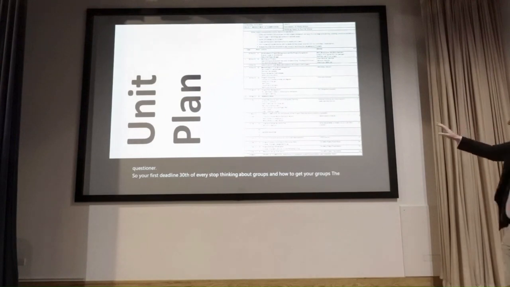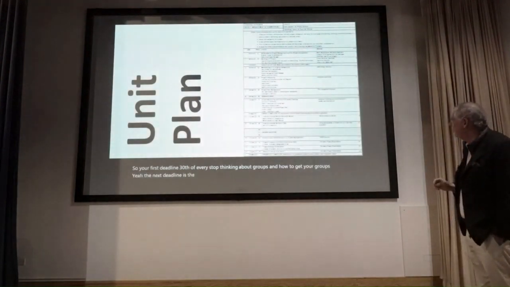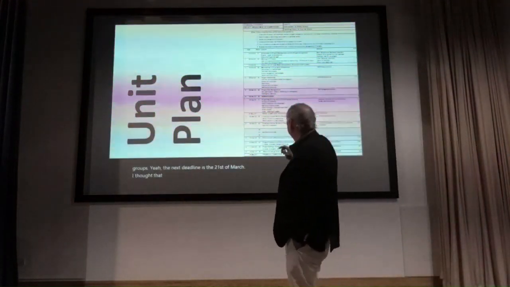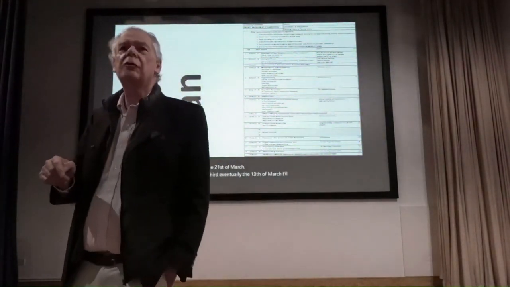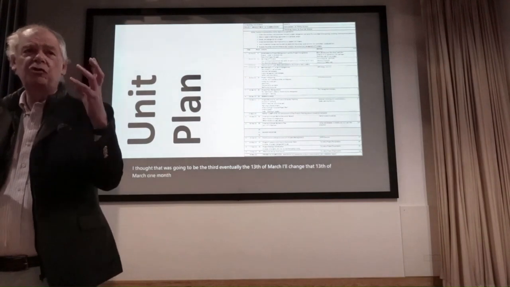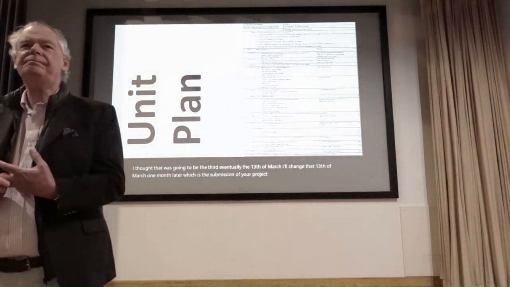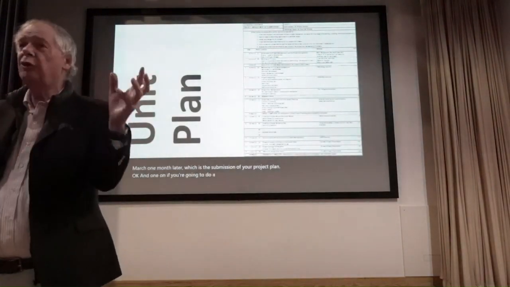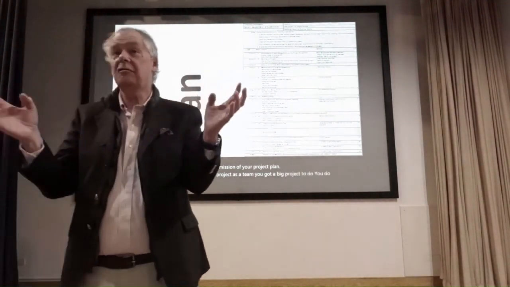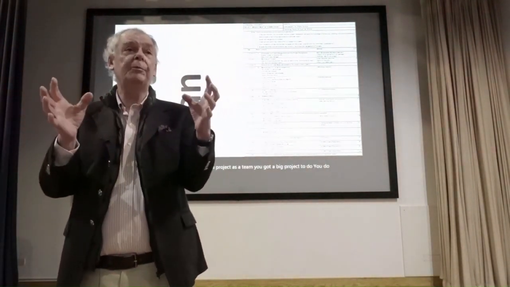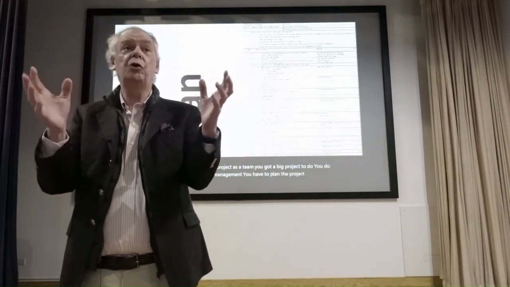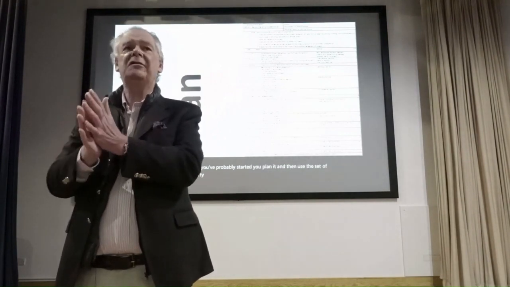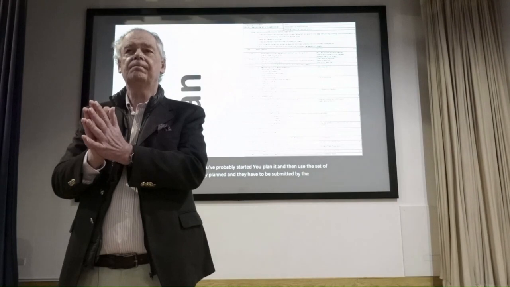The next deadline is the 21st of March. I thought that was going to be the 13th. That should be the 13th of March, so I'll change that. 13th of March, 1 month later, which is the submission of your project plan. If you're going to do a project as a team, you've got a big project to do, this is called project management, you have to plan the project. So to show that you've planned the project before you properly start it, you produce a set of documents to show that it's properly planned, and they have to be submitted by the 13th of March.